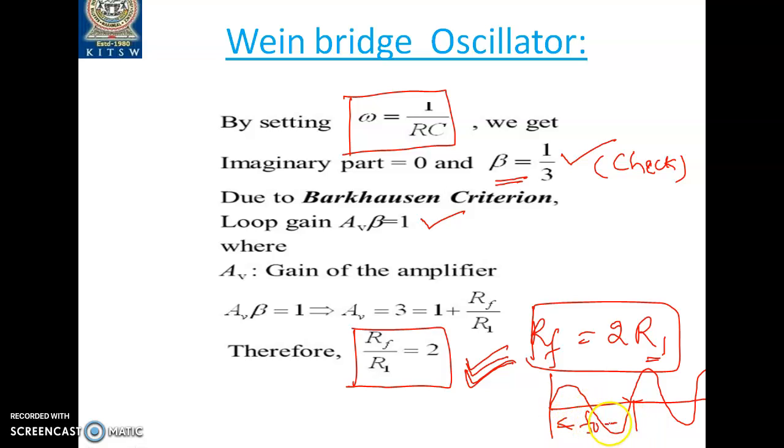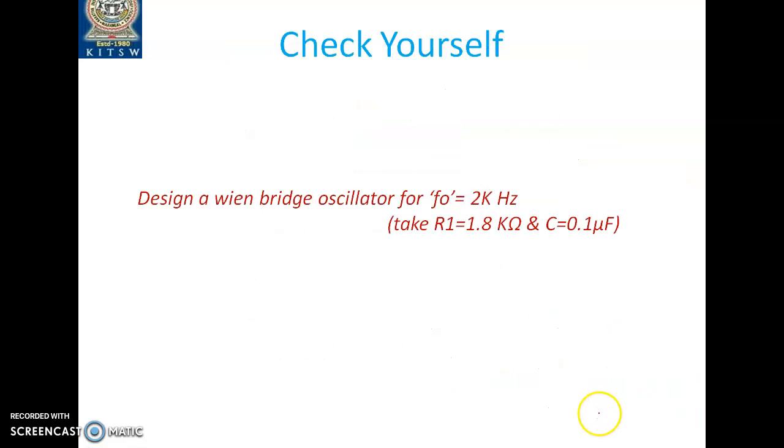So this is F0. This is the analysis part of the Wien Bridge oscillator, which is pretty simple when compared to the RC phase shift oscillator. The analysis is very simple. So this is the design of the Wien Bridge oscillator. You need to design it according to the data I have given.